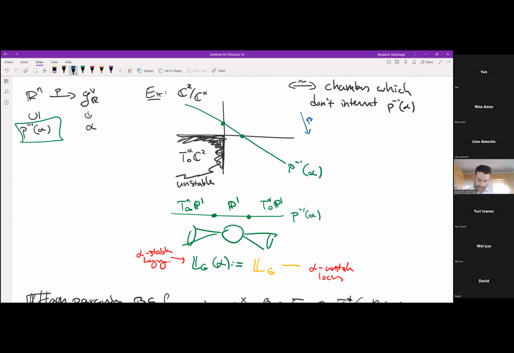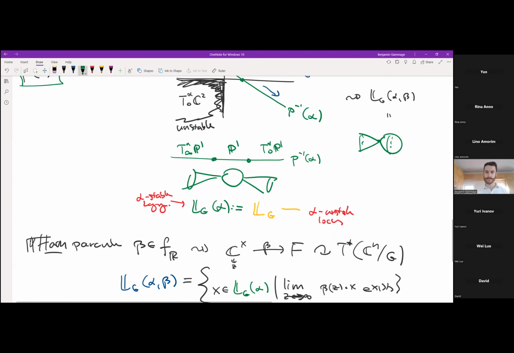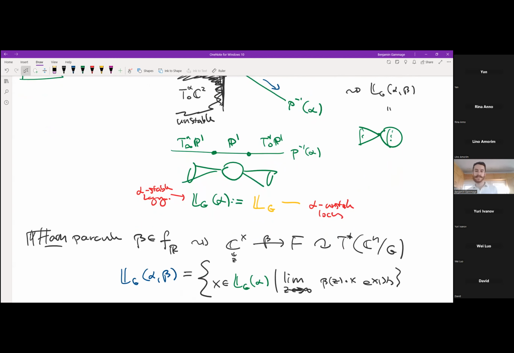If I'm in this bottom part of my green hyperplane arrangement here, then I do flow off to infinity, right? Beta is just going to push me there. But if I'm in this top part here, then I don't, I get stuck here when I hit the fixed point. So in this case, my LG of alpha beta is going to equal my P1 with one of these fins coming off of it, but not the other one. This is the support of the stable envelope.